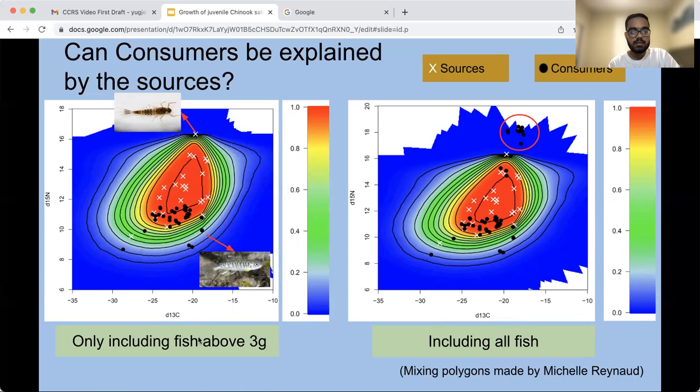As you can see, the graph on the left only includes the fish above 3 grams, and they all fall nicely within this 5% contour. And therefore, we can use this data for stable isotope mixing models. However, if we include all fish, including the smaller ones, these fish fall very much outside of the 5% contour, and they shouldn't be used for mixing models. And these mixing polygons were made by Michelle, who is a graduate student in our lab.